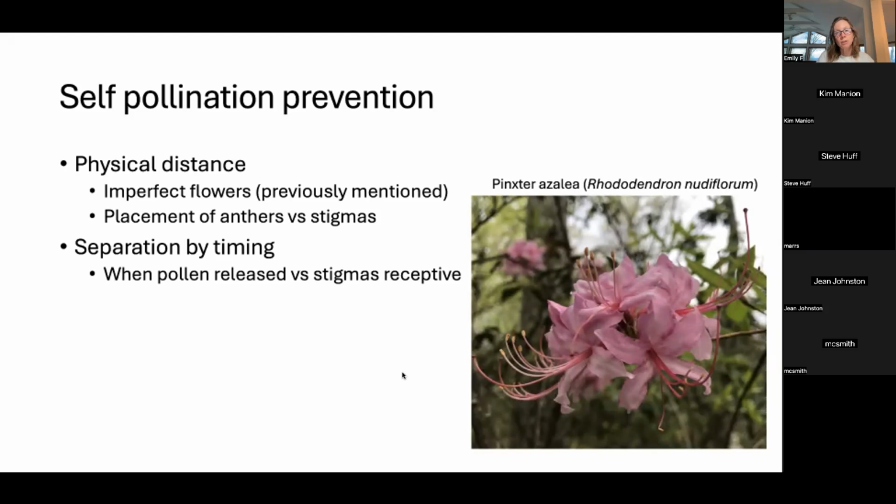And that's really important. The other thing is the separation by timing. So when the pollen is released versus when the stigma is receptive. So if I am a pine tree and I'm shaking all my pine pollen in the wind for it to go across, it's really good if the female cones on my tree are not ready to receive pollen and they're closed tight. That's a really good example of how we have pollen release versus stigma receptiveness.